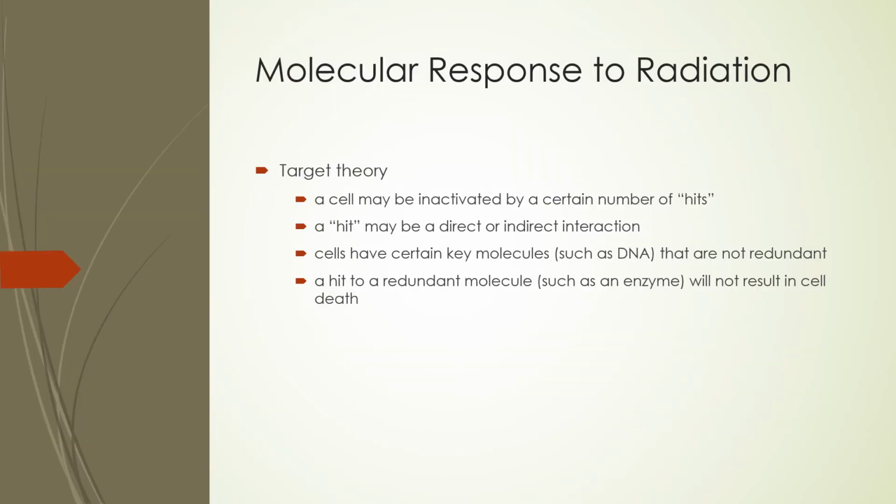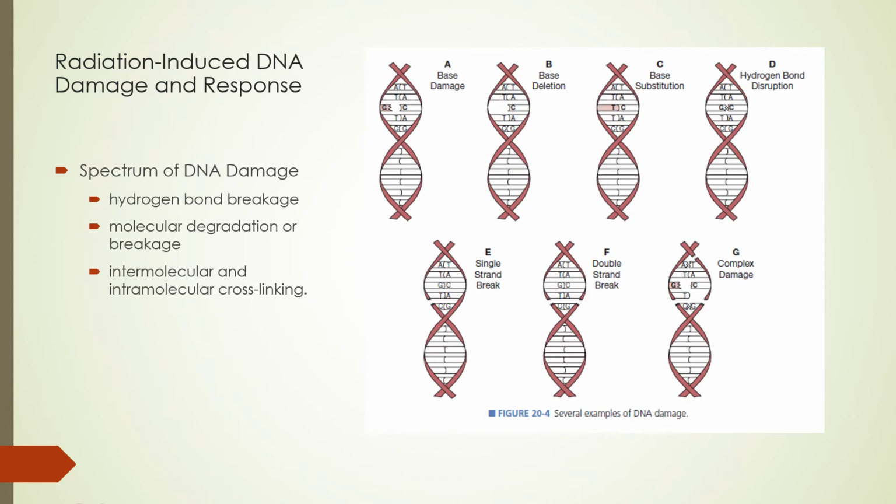Let's now look at molecular response to radiation. It is thought that damage to a DNA molecule in the cell nucleus is the cause of significant radiation-induced cell damage. The current model of cell damage from radiation is called target theory. According to target theory, a cell may be inactivated by a certain number of hits, where a hit refers to a direct or indirect radiation interaction with a key molecule. Interactions with any redundant molecules are less important since loss of one of these molecules would not result in cell death.